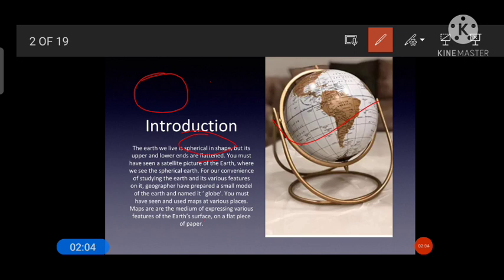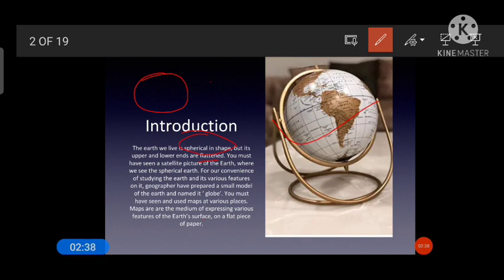Now you must have seen and used maps at various places. Now this is about maps. Okay, now there are differences between a map and a globe. Both map and globe show continents and oceans, latitude and longitude, but maps are drawn on a flat piece of paper, which represents the physical reality of the earth. Maps are the medium of expressing various features of the earth's surface on a flat piece of paper, as I told you.